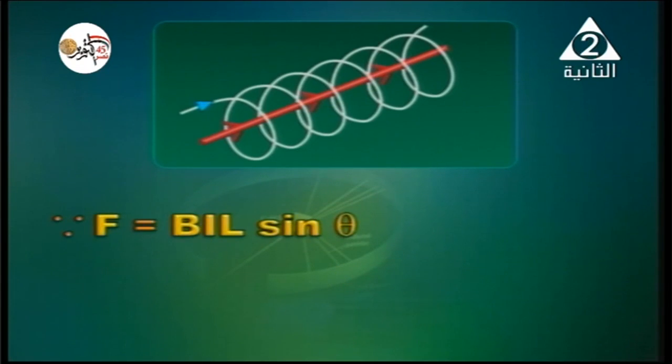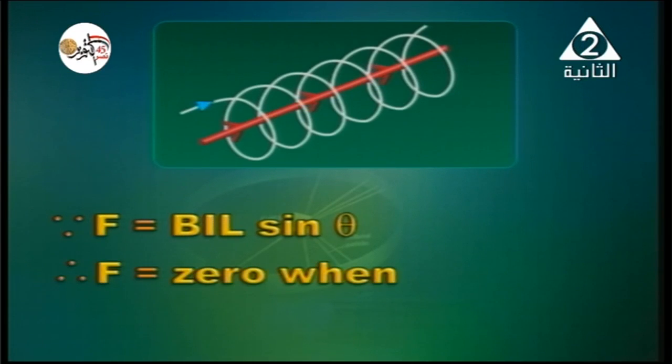The force is determined from the expression F is equal to BIL sine theta. The force is equal to 0 when theta, the angle between flux lines and the wire, is 0.